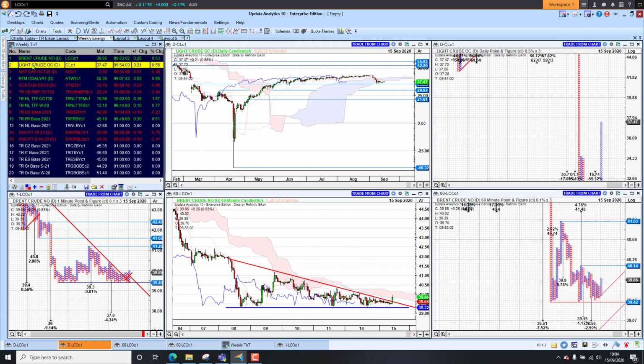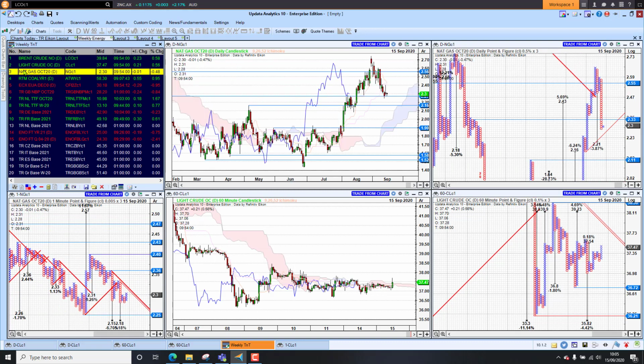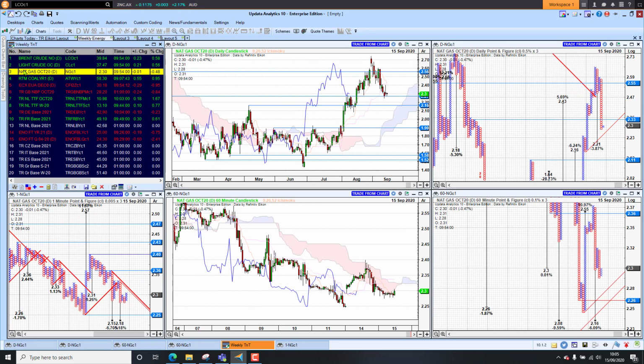WTI is doing much the same thing, just teetering along here. We've got further to fall to go through support on WTI, but for the moment that's quite key as well. US Nat Gas is down 0.5%, sitting at $2.30. So still in short-term bearish mode there.